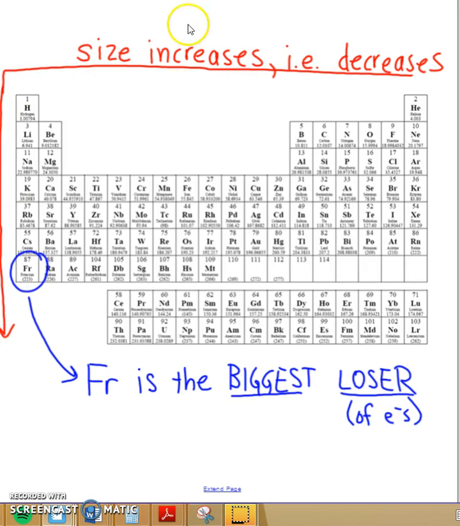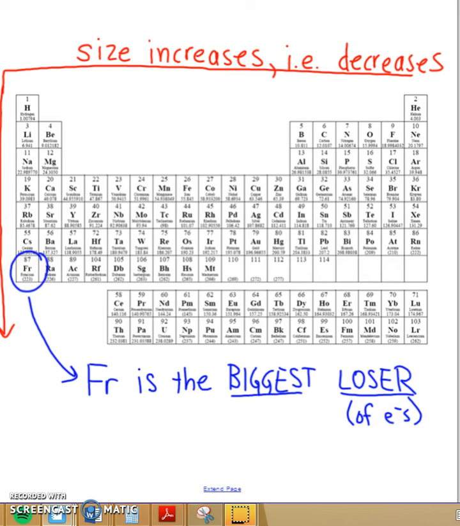Another way that you can remember it is FR down here. I think of it as the biggest loser. It's got a really, really big size because it's in the lower left-hand corner, and size increases as you go to the left and down. And so that's why I'm saying it's the biggest. I'm also saying it's the biggest loser of electrons because ionization energy decreases as you move to the left and down the periodic table. So francium easily loses its electrons. It has a very low ionization energy.